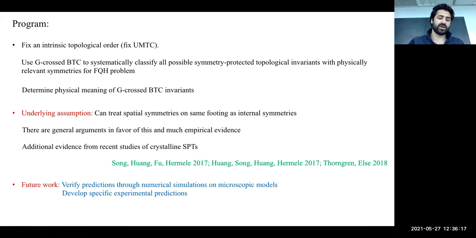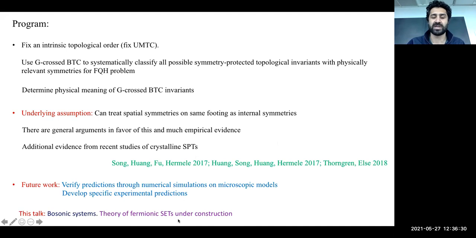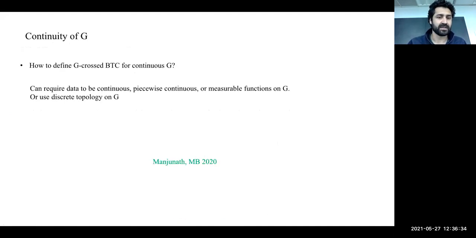Our future work is going to be to verify the predictions of this G-crossed theory through numerical simulations on microscopic models, and hopefully eventually develop some specific experimental predictions. Now, this talk is going to be about bosonic systems. The theory of fermionic symmetry in topological phases is still under construction. So the first thing that we need to grapple with is the fact that G can be continuous. This is something that has not at all been properly studied in the mathematics literature, and so we're basically completely on our own here.